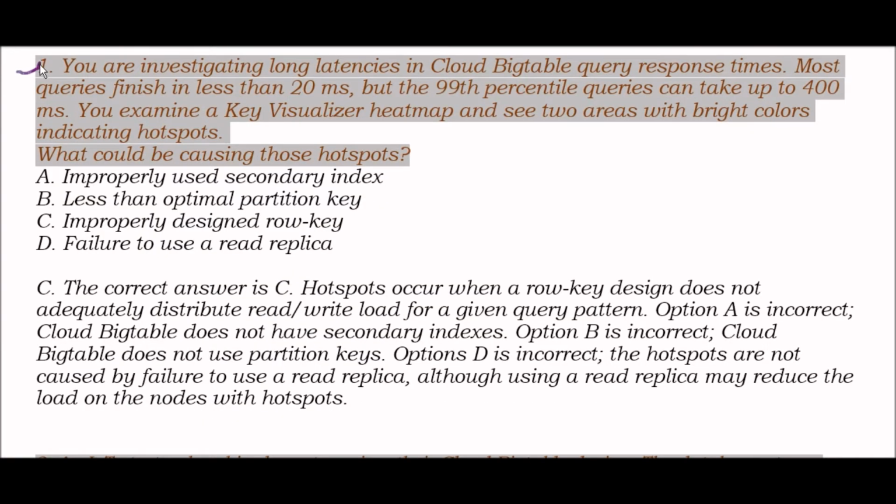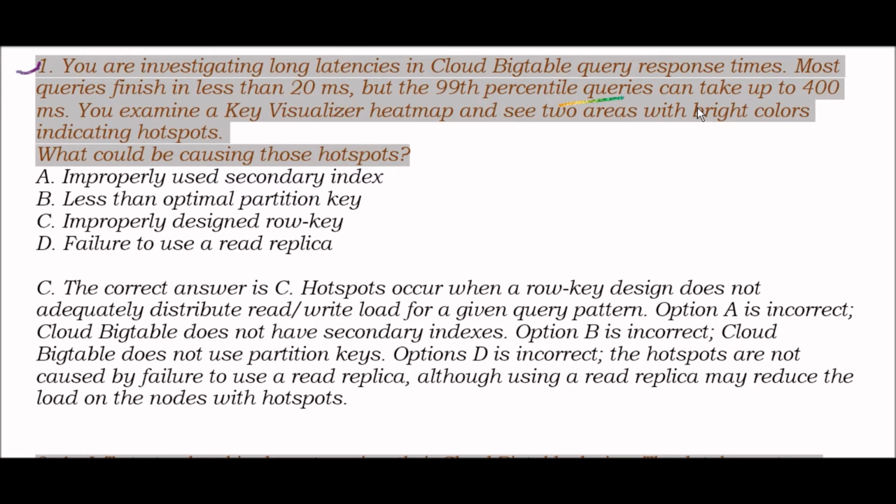First question: you are investigating long latencies in Cloud Bigtable query response times. Most queries finish in less than 20 ms, but the 99th percentile queries can take up to 400 ms. You examine a Key Visualizer heat map and see two areas with bright colors indicating hotspots. What could be causing those hotspots?